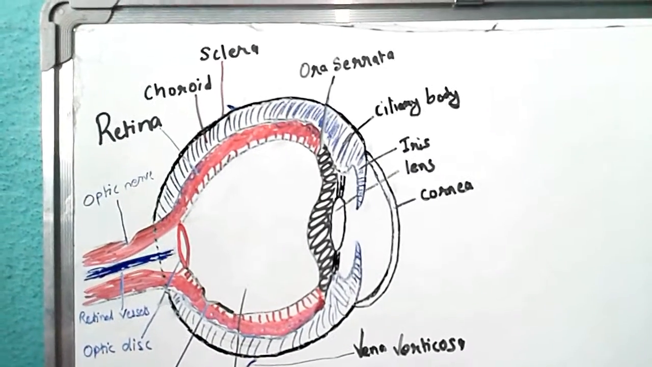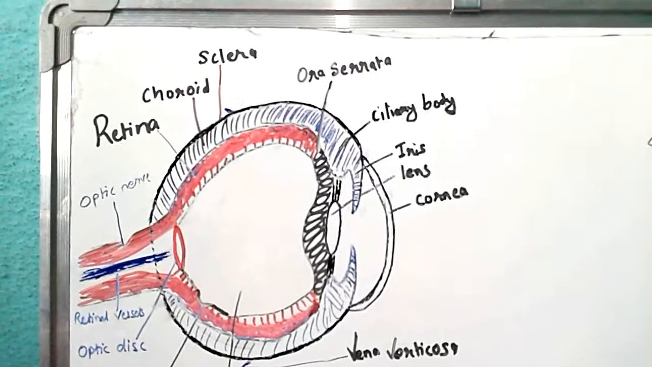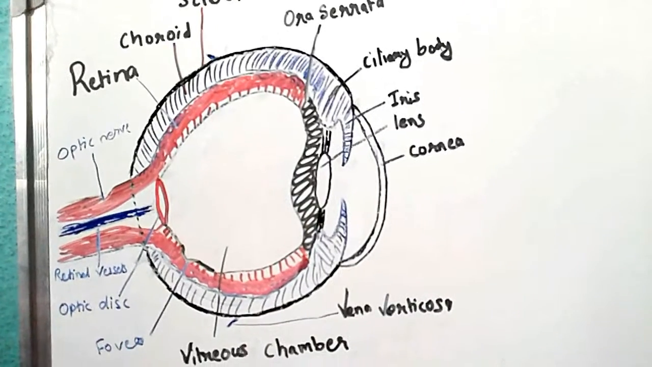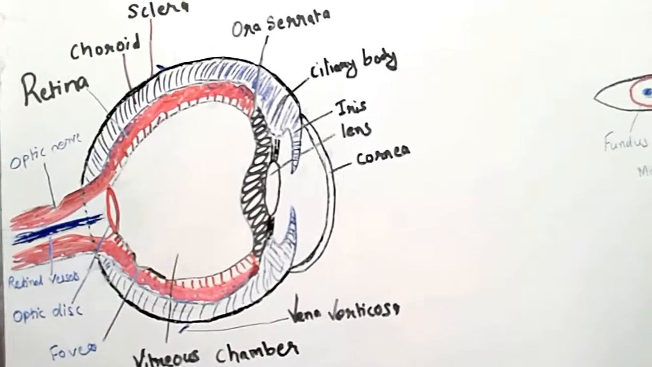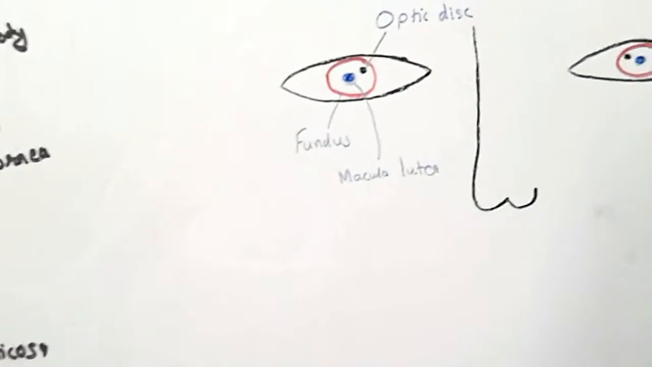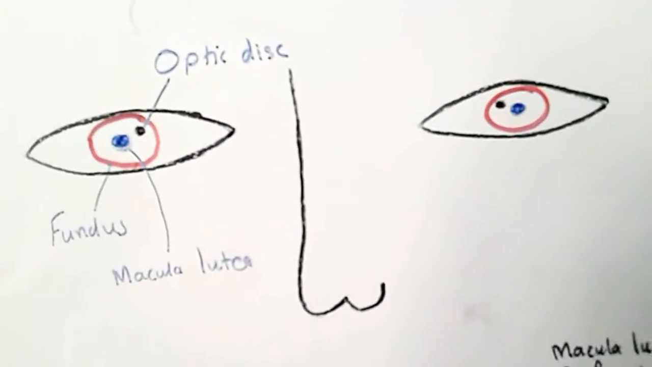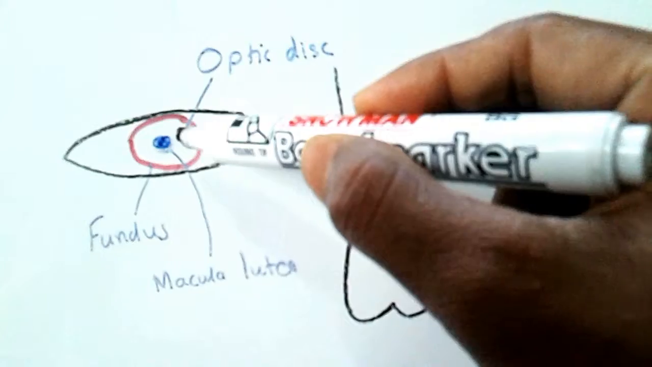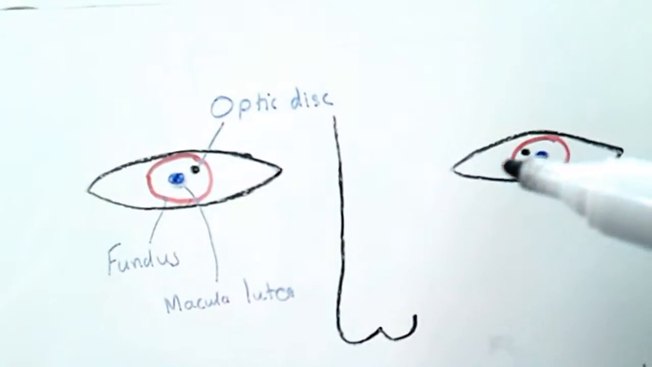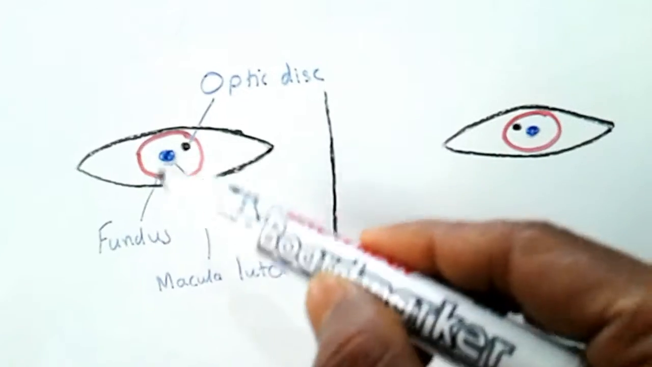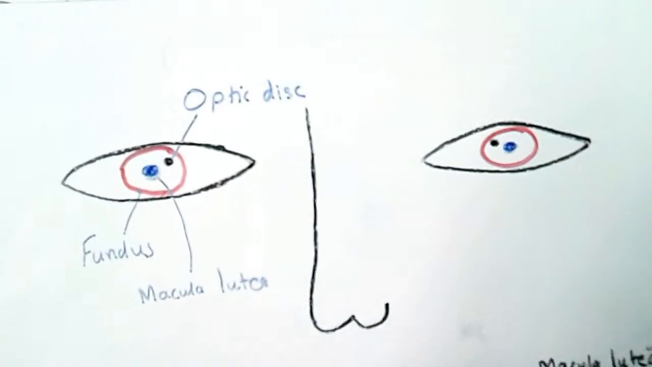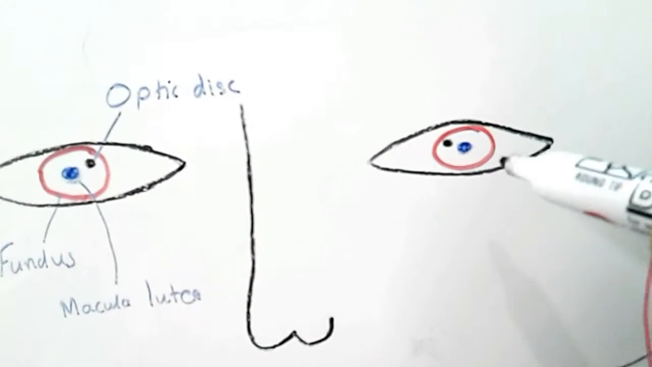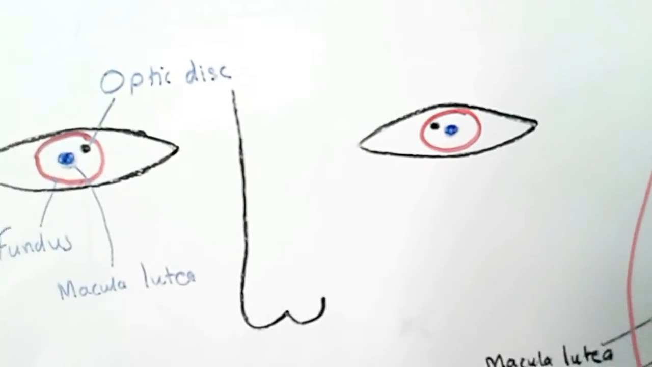The posterior pole of the retina is best examined by slit lamp biomicroscopy using an indirect lens and by direct ophthalmoscopy. So the fundus view of the posterior pole will be like this. This is the optic disc and this is the macula lutea and this is the fundus. The optic disc lies nasally and the macula lutea lies temporally. And we can see in the left eye also, the optic disc lies nasally and the macula lutea lies temporally.